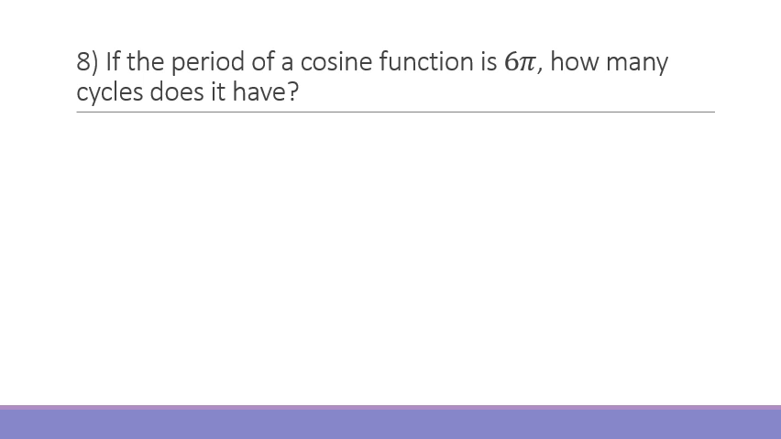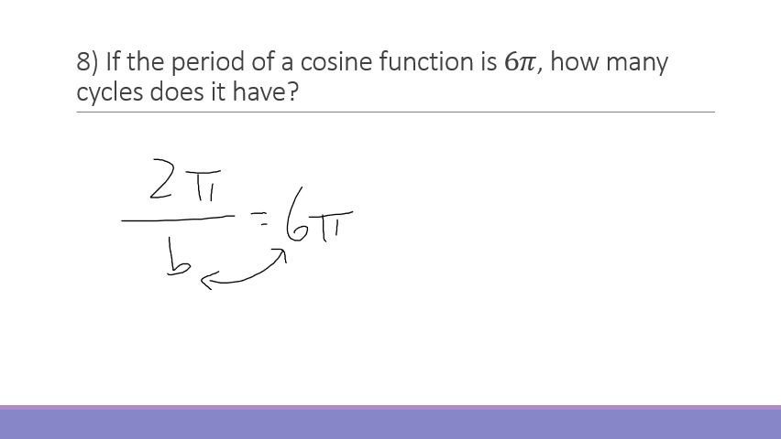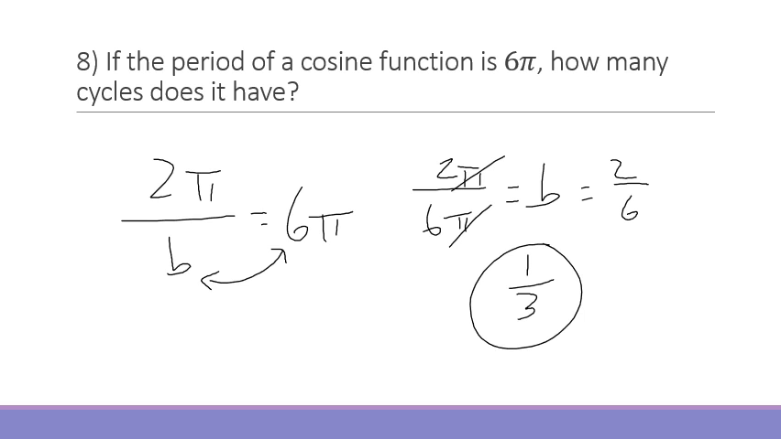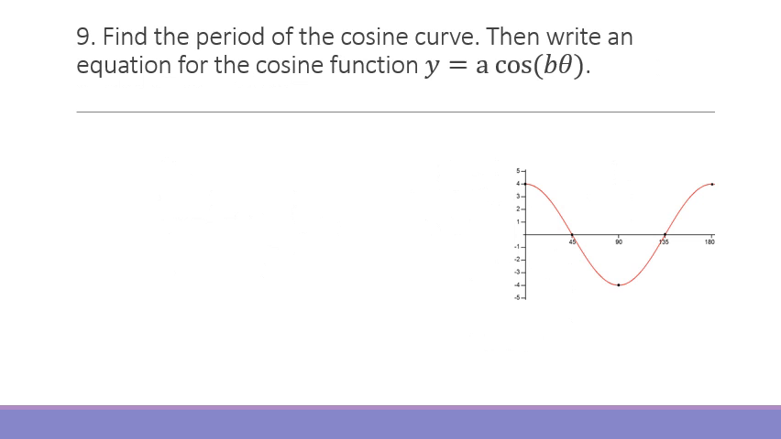All right, if the period of a cosine function is 6 pi, how many cycles does it have? So again, we're like working backwards here. So remember that 2 pi over the cycles equals the period. And just like we did last lesson, you can switch these to solve. So the pi's will cancel and we're left with 2/6, and that will reduce to 1/3. Okay, so it has 1/3 of a cycle between 0 and 2 pi.